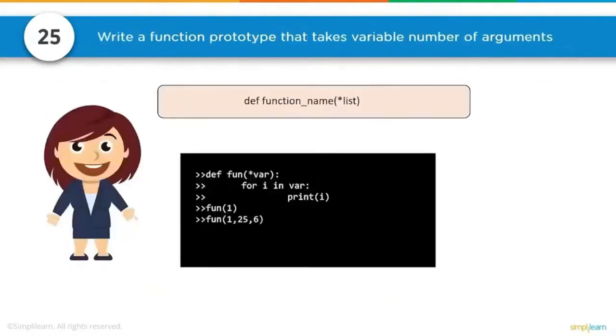Number 25. Write a function prototype that takes a variable number of arguments. Here we have def function, name, list. So we could have, in this case, whatever the list is, def function. The asterisk denotes that we're going to take multiple arguments of a variable, and then we can do for i in var, print i. So if you send function of 1, you'll end up with function of 1, 2, 5, 6. It'll actually print those out one at a time. The first one just prints out a 1 because it only sent one variable. The second one will print 1, another line 25, another line 6.